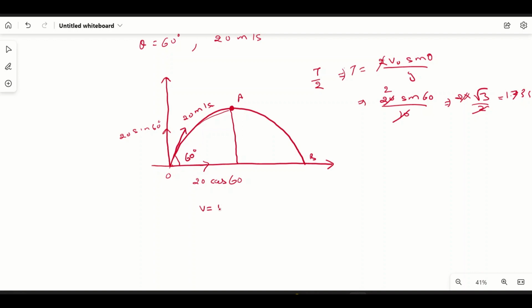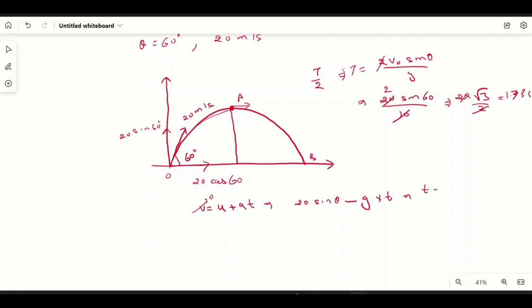v is equal to u plus at, where for the vertical component v is the final velocity. So at this point where height is maximum, final velocity will be 0, because at this point the particle will travel like this, not vertically. So it will be 0. u is 20 sine 60, and g will be the vertical acceleration, which is downward, so it is minus. If it is upward, then it will be plus, into t.